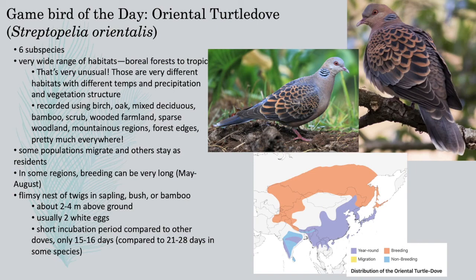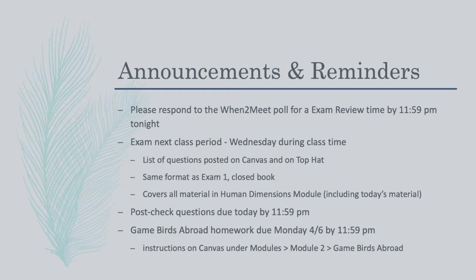Back to the announcements and reminders. Respond to that When2meet poll by midnight tonight. The exam is the next class period, as I said, Wednesday during class time. It's the same format as exam 1. It's going to be closed book and covers all the material in the human dimensions model, including what we'll talk about today. There are also some post-check questions due today by midnight, along with the Game Birds Abroad homework, which, as I showed you, can be found on Canvas. So that's also due by midnight tonight.